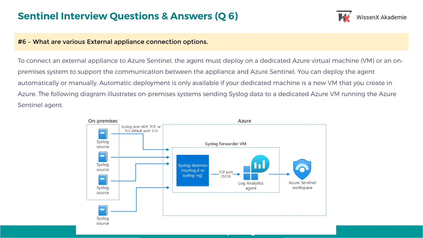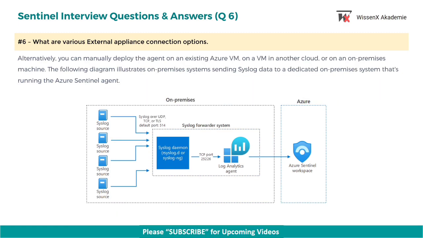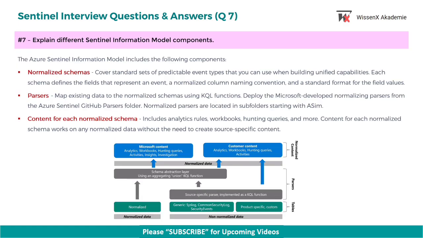The below diagram illustrates on-premises systems sending syslog data to a dedicated Azure VM running the Azure Sentinel agent. Alternatively, you can manually deploy the agent on an existing Azure VM, on a VM in another cloud, or on an on-premises machine. The below diagram illustrates on-premises systems sending syslog data to a dedicated on-premises system that's running the Azure Sentinel agent.